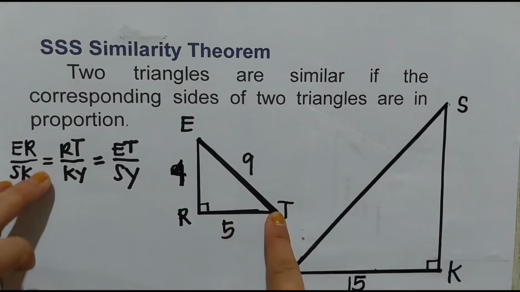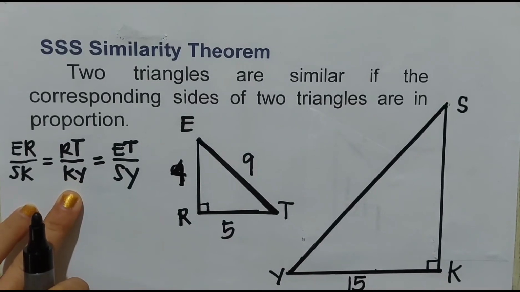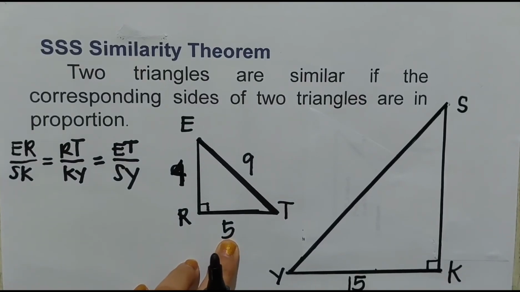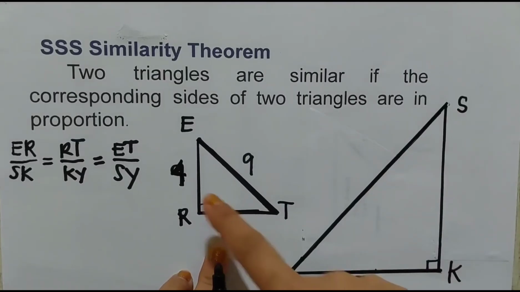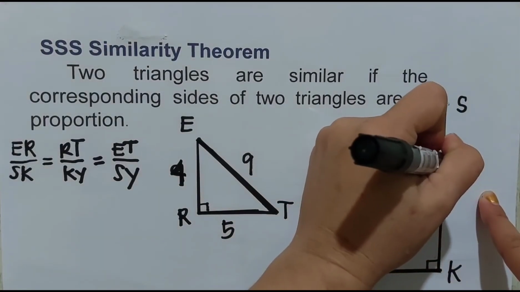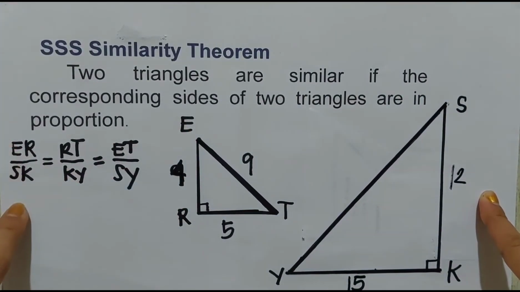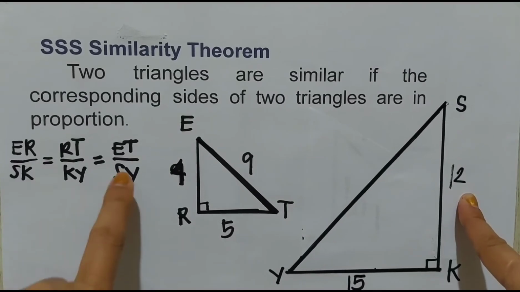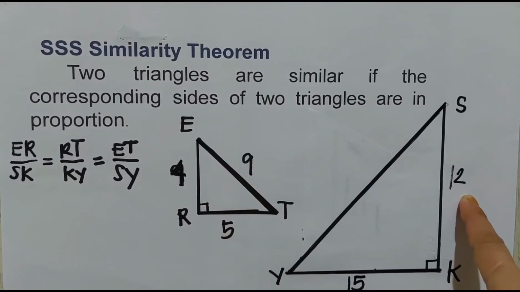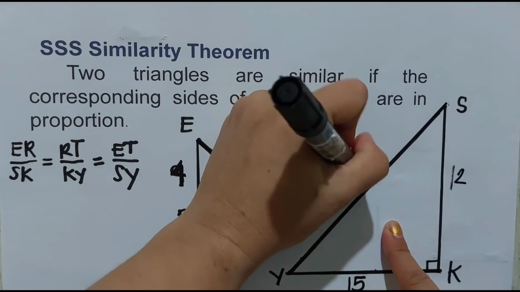So remember that RT corresponds to, or is proportional to, YK. So try to check how much I multiplied to 5 so that I got 15. So you have here 3. So therefore the scale factor is 3. So meaning to say, the number that we multiply to 5 to make it 15 is the same number that we multiply to 4 and to 9. So 4 times 3 is 12. Which part is that, corresponding to ER? That is SK, so 12. And ET is 9. 9 times 3 is 27. So SY is 27.